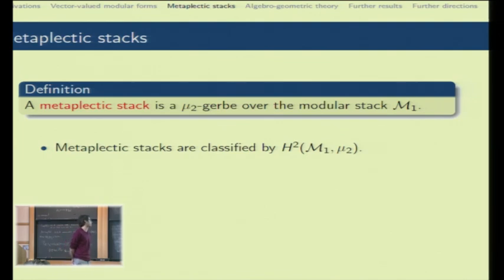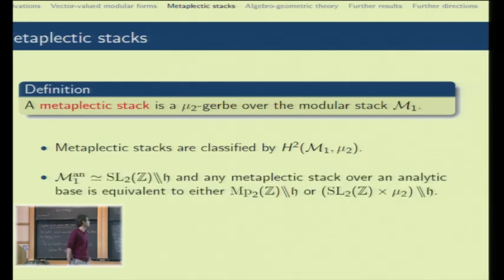Okay, so essentially, by construction, these metaplectic stacks are going to be classified by two co-cycles taking values in mu2. Here's a little bit of an explanation behind the terminology, which I think I owe you. Over the analytic base, the modular stack of elliptic curves is just the usual quotient, SL2Z by H. Now, the H2 is going to be equal to plus or minus 1. So you're only going to have two metaplectic stacks over C, over an analytic base.